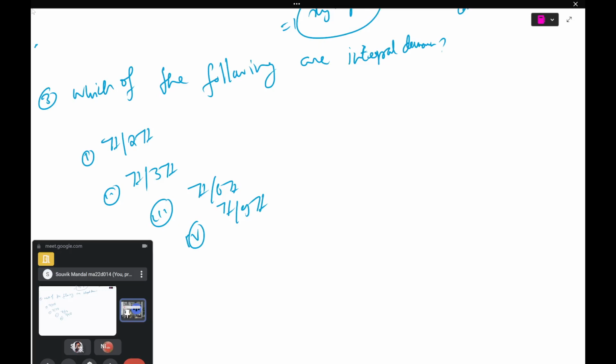The third problem goes as follows: which of the following is an integral domain? Z mod 2, Z mod 3, Z mod 6, Z mod 9. You need to calculate which one of these is an integral domain. So first do this, and for the fellow who has joined late, I shall go through questions 1 and 2 again. But kindly right now, please solve question 3. First tell me, do you know what an integral domain is?